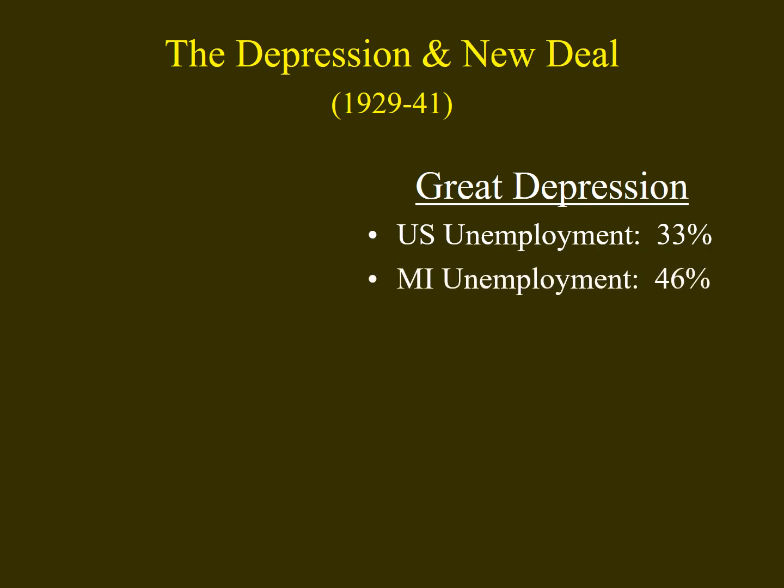Why was this? Why did this happen? When did this change come about? Well, in the 1930s, we experienced as a nation the Great Depression. The unemployment rate nationally was 33%. In Michigan, it was 46%. Nearly half of the population who wanted to work couldn't get a job.